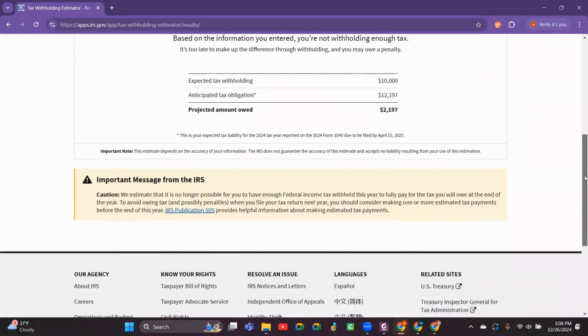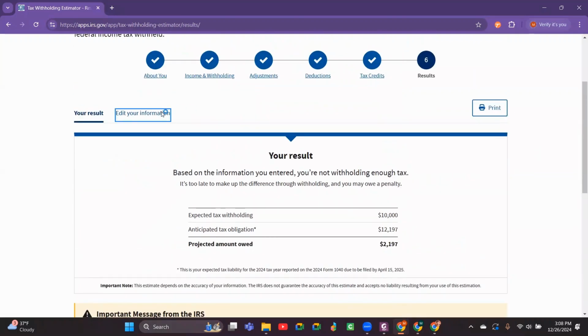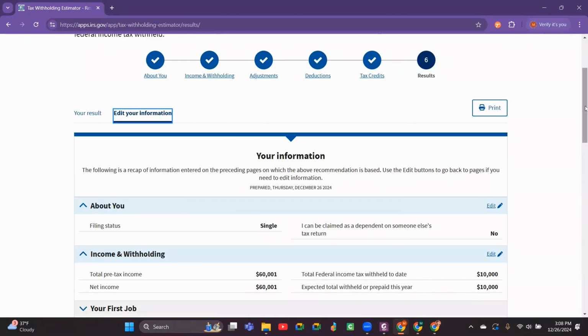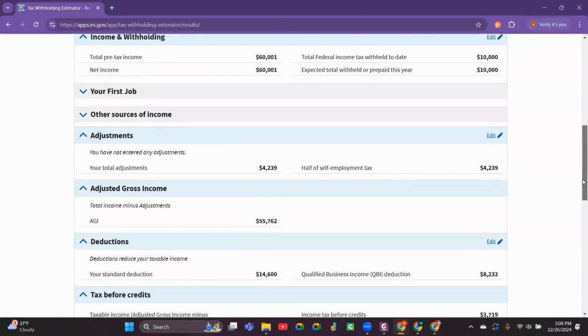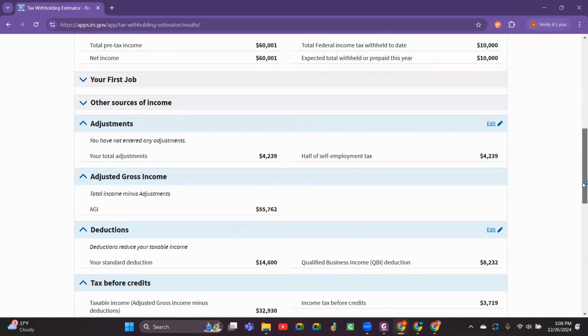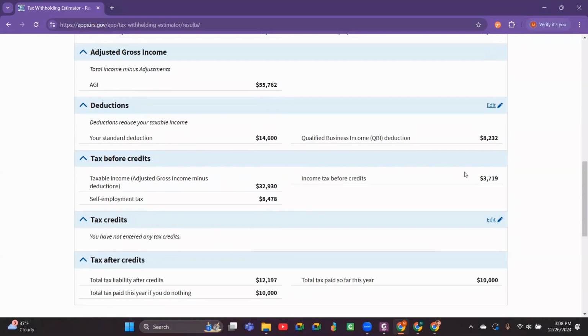Okay. So if you've paid this $10,000, meaning you made your estimated payments, you can see that your estimated amount owed will be the $21.97. If you go to your information, it'll show you. Now you could just put 59,999, make it 60,000, but this is not what we did. We have this. You see your adjustments, your AGI, how this breaks down. Your income taxes, as you can see, is the 3,719, but your self-employment taxes are the 8,478.